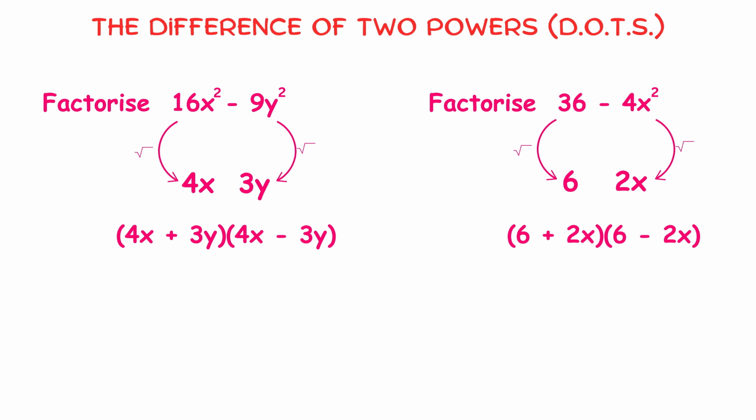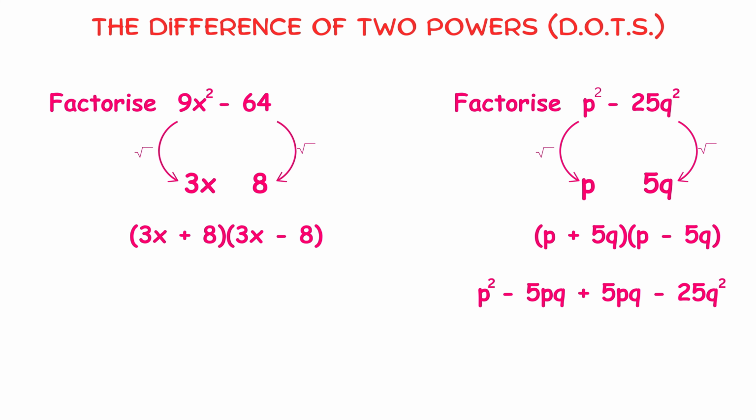In this next one, we need to factorize 36 minus 4x squared. So because the square root of 36 is 6 and the square root of 4x squared is 2x, our brackets will be 6 plus 2x and 6 minus 2x. Let's try two more to finish. In this first one, we're trying to do 9x squared minus 64. So we can square root the 9x squared to get 3x and square root the 64 to get 8. Meaning we get the brackets 3x plus 8 and 3x minus 8.